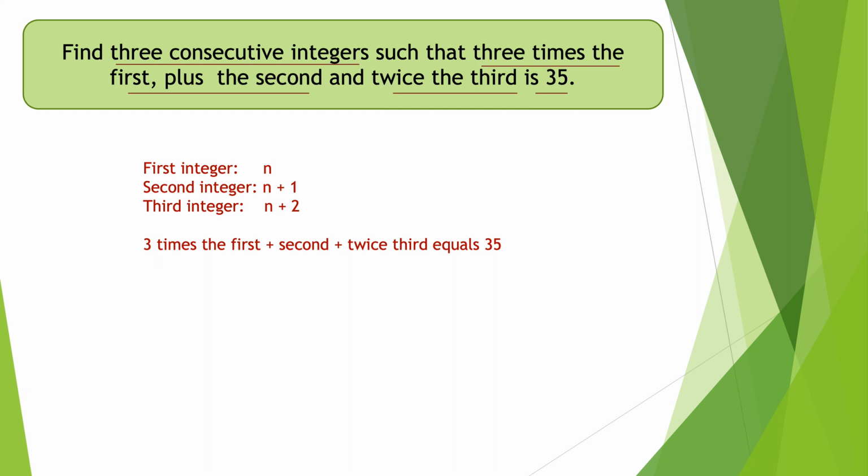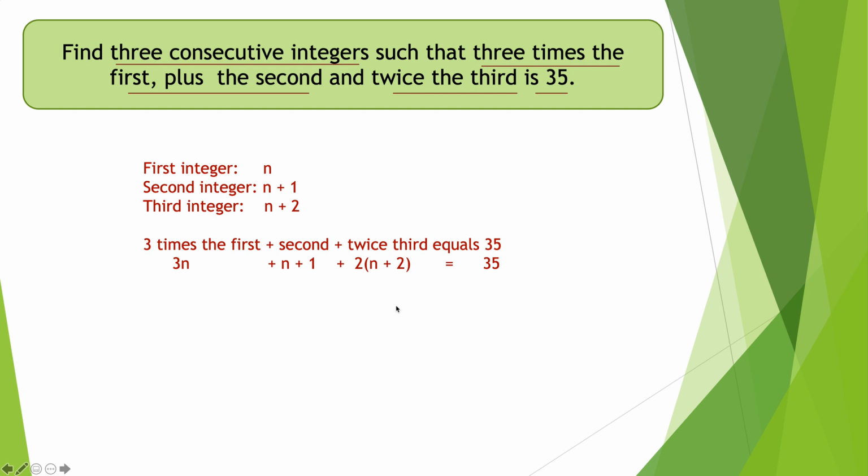This is the step I love to do, and I'd love to see you write this because back in the old days, you would get partial credit for it, but the biggest thing is it really guides your thinking. 3 times the first, it's everything that you underlined. Just put here, 3 times the first, plus the second, plus twice the third is 35. So 3 times the first is 3n. The second is n plus 1. And twice the third is 2 times parentheses n plus 2.